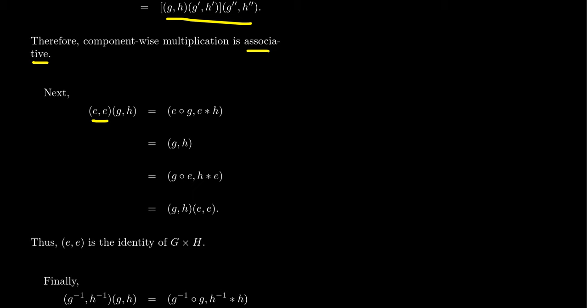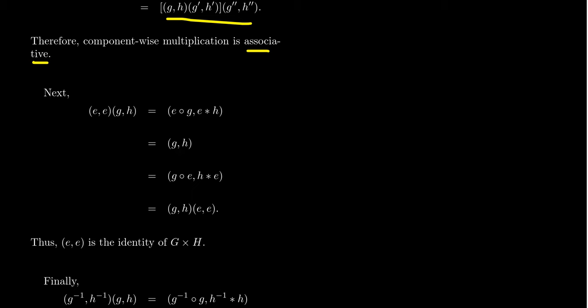But if you take the identities of G and H and put them together in an ordered pair, that's going to be the identity of G cross H. And so what do we get here? Well, E times GH, by component-wise multiplication, you're going to get E operating on G and E operating on H. That just gives you the element GH, right? So that's what an identity should do.